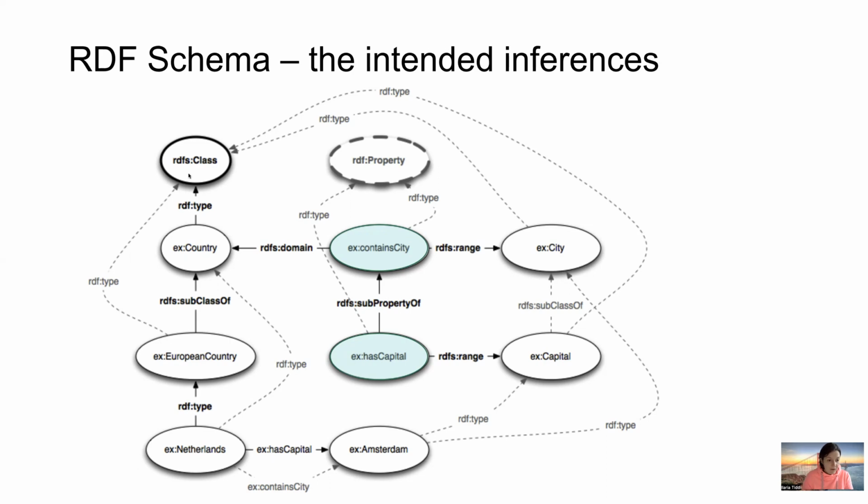In the same way, since a European country is a subclass of country and country is declared as of type RDFS class, we can also infer that European country is of type class. So this is another example of transitivity. Subclass of allows you to infer transitive relationships.